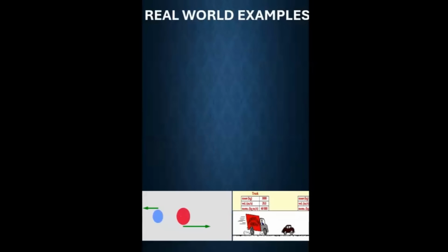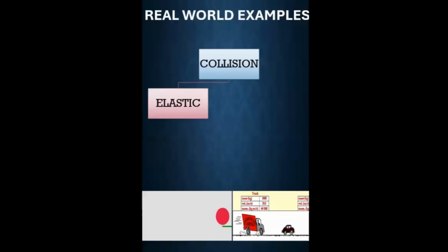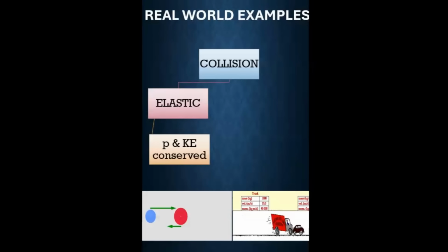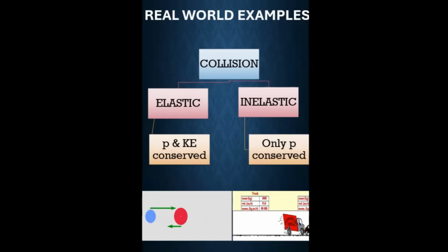A real-world example involves collision. Collision is of two types. Elastic collision, where there is conservation of momentum and kinetic energy, and inelastic collision, where there is only conservation of momentum.